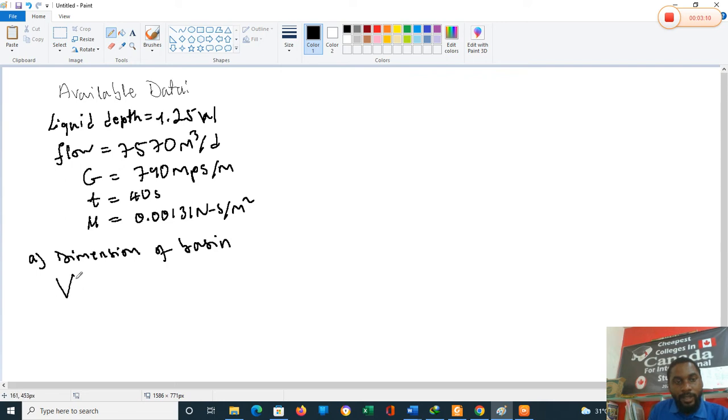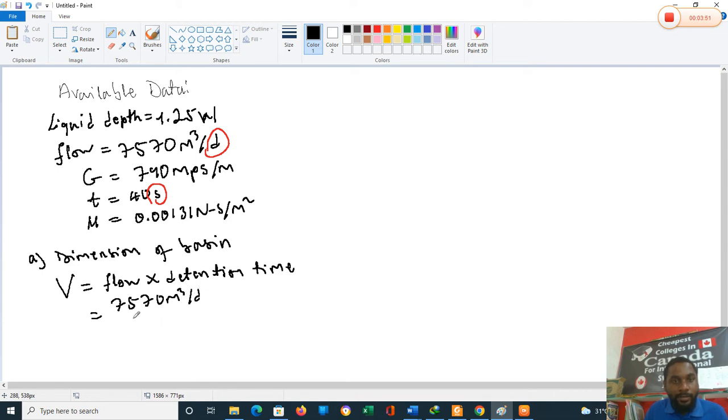We start by determining the required volume, which will be flow times detention time. But remember that our flow has been given in meters cubed per day, while we have detention time in seconds. So all of them have to be in seconds. So converting this to seconds, we'll have 7,570 meters cubed per day.